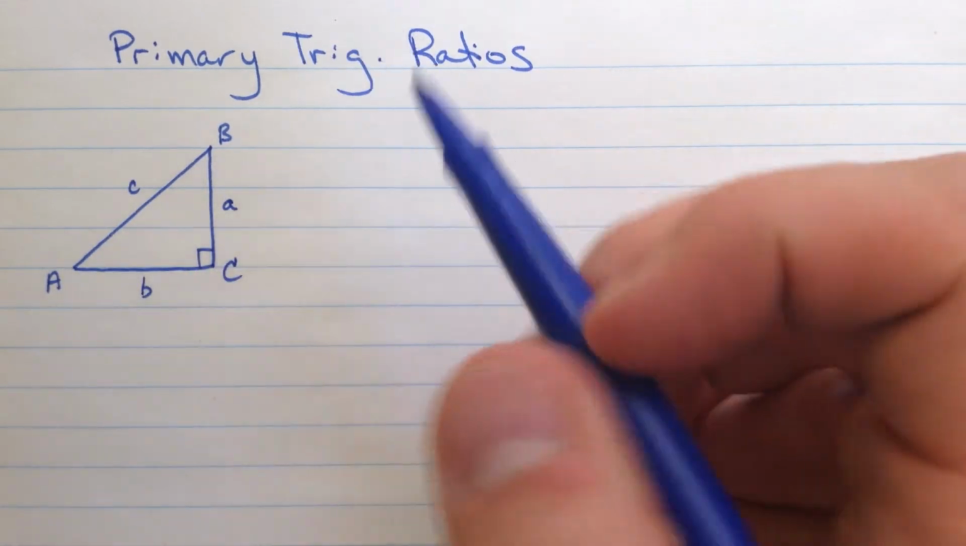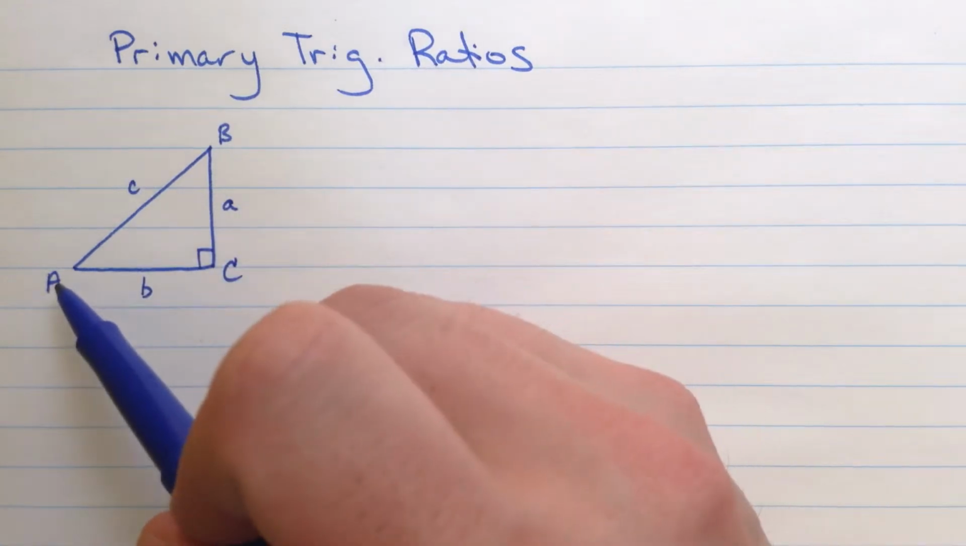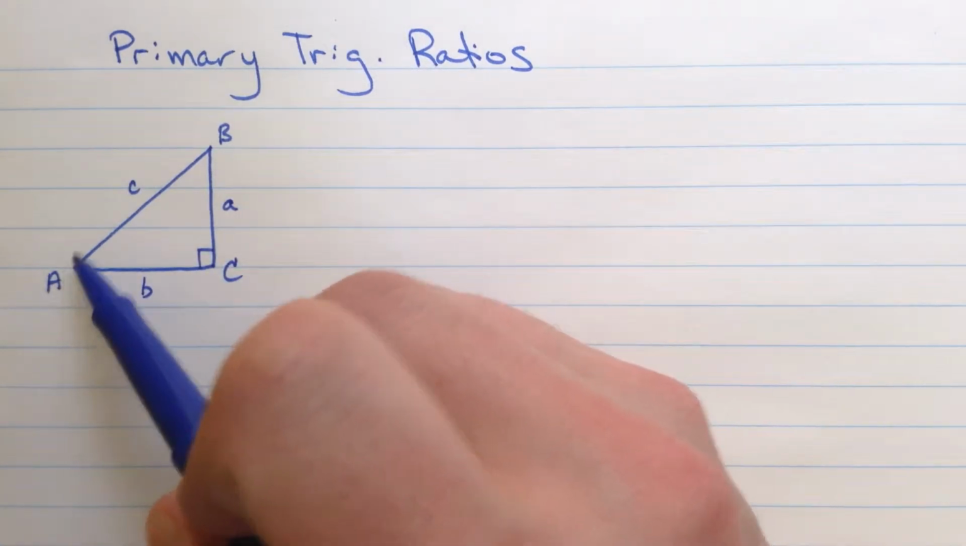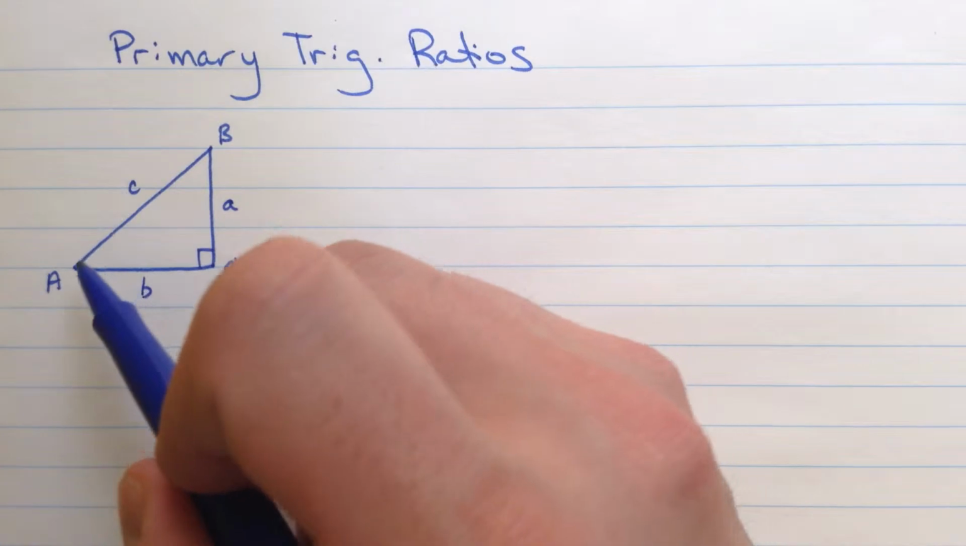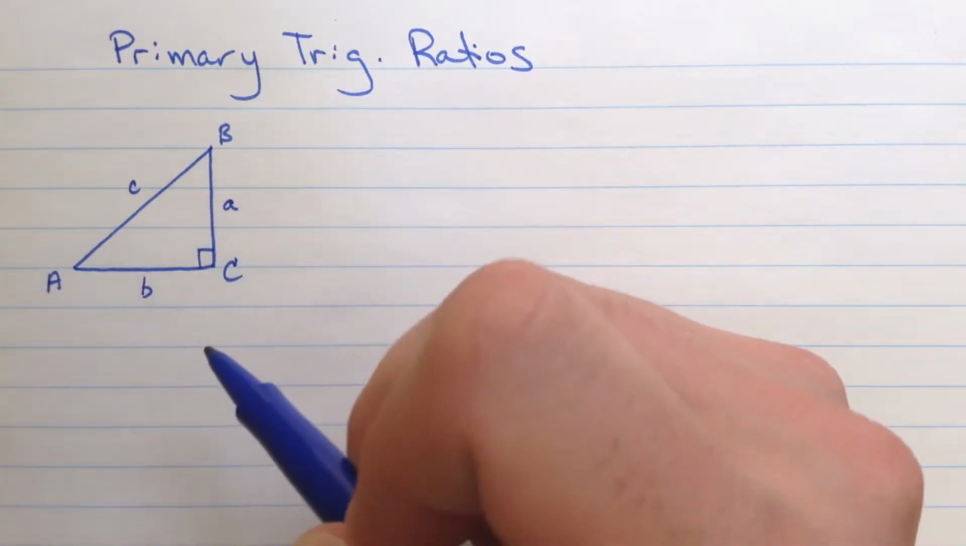So here I have a right angle triangle. It's important that it's a right angle triangle for what we're about to do. Here I have these vertices A, B, and C, and so I can refer to these angles. This is angle A, this is angle B, and this is angle C, which you can see is 90 degrees.